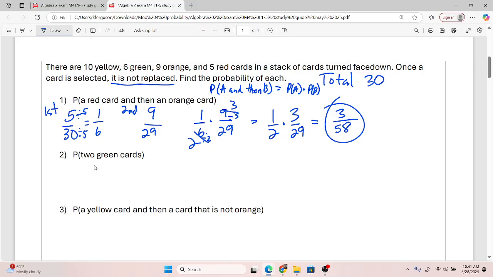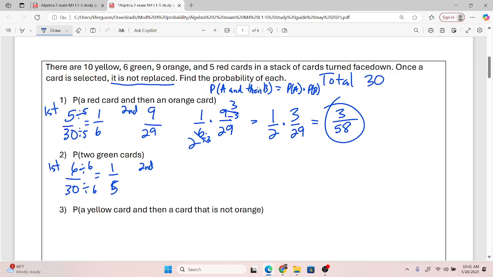So next, 2 green cards. So I got my first event. There are 6 green cards. So my first probability is 6 over 30, or 6 out of 30. So I'm going to divide both of those by 6. And so my first event ends up being 1 over 5, or 1 out of 5 as far as my probability goes. Now my second event, I want to pull another green card.